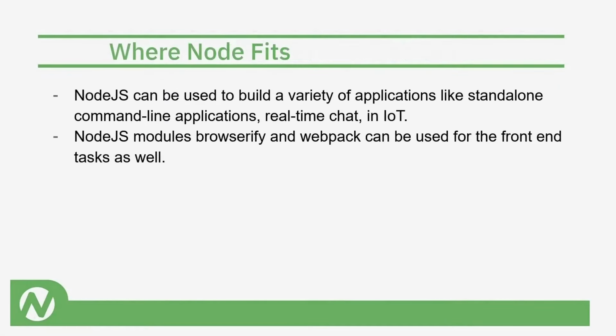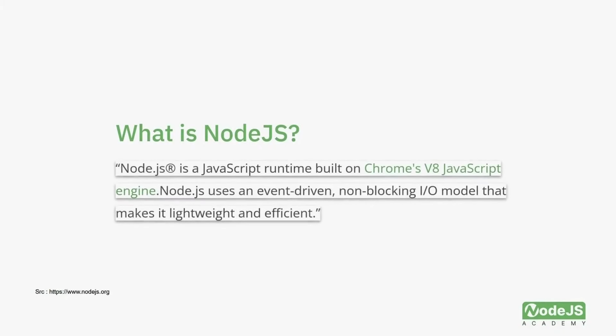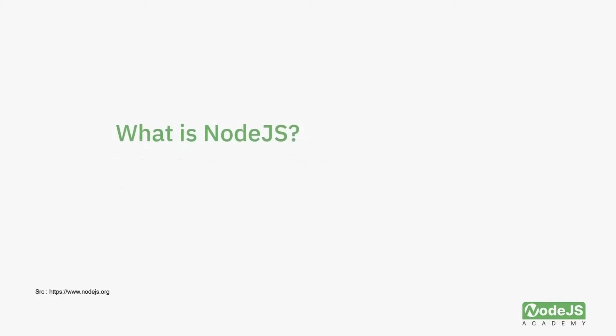Apart from the web applications, Node.js can be used to build a variety of applications, like standalone command line applications, real-time chat, Internet of Things, etc. Node.js modules, Browserify, and Webpack are used for the front-end tasks as well. As per the official definition from nodejs.org, Node.js is a JavaScript runtime built on Chrome's V8 JavaScript engine. Node.js uses an event-driven, non-blocking I/O model that makes it lightweight and efficient.